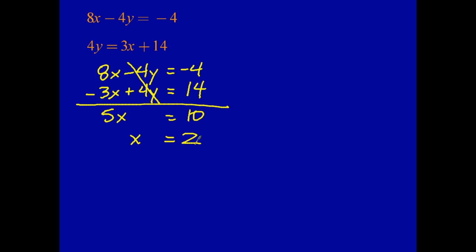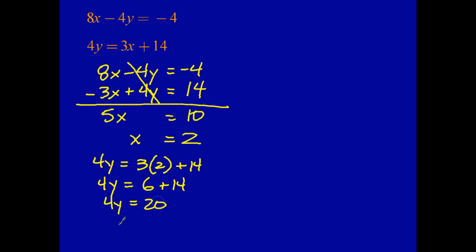All right, let's take one of these other ones. Now, I'm going to use this one since it's already set up nicely for me. So I'm going to do 4y is equal to 3 times 2 plus 14. 4y is equal to 6 plus 14. 4y is equal to 20. Divide by 4, and y is equal to 5.